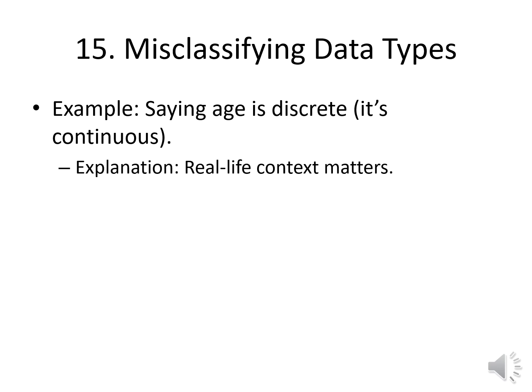Misclassifying data types, that is another mistake. Saying age is discrete, so you classify it as what? Continuous. That's wrong. Real life context matters, and so on.